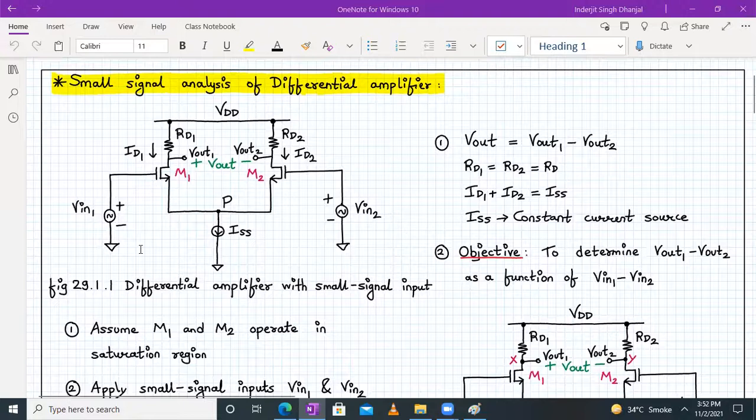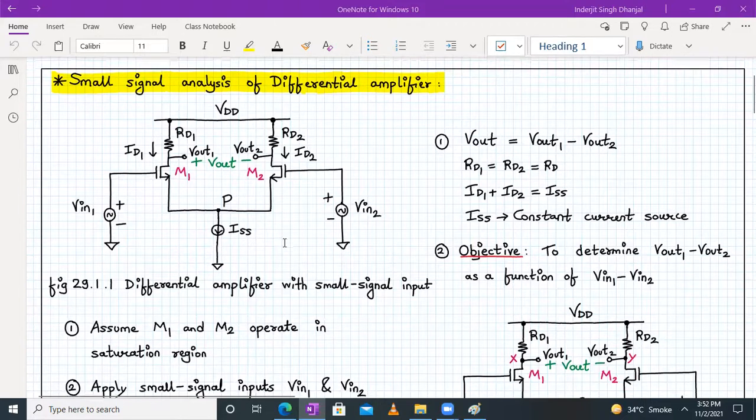So this is my differential amplifier, right? With a small signal input Vin1 and Vin2. Differential input we can consider, and we have a differential output Vout, where Vout is Vout1 minus Vout2. And it's a symmetric differential amplifier. That means RD1 is equal to RD2 is equal to RD, and the current flowing through the transistors M1 and M2 is ID1 and ID2, and the summation of these two currents is equal to ISS, where ISS is my constant current source.